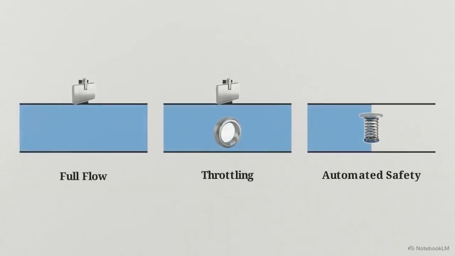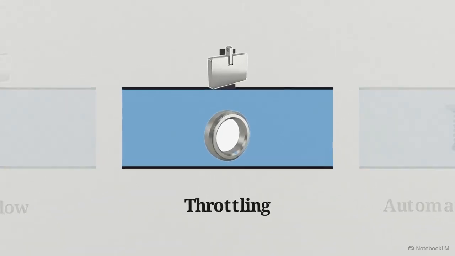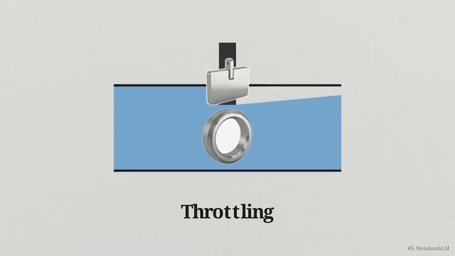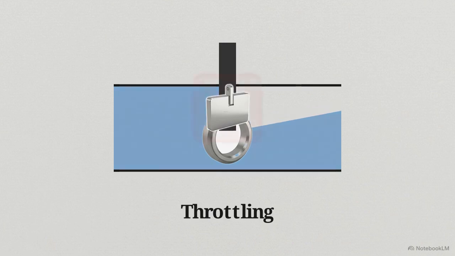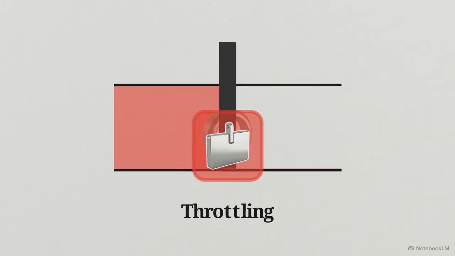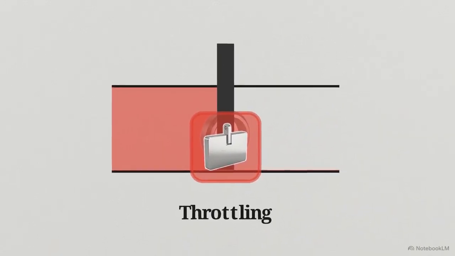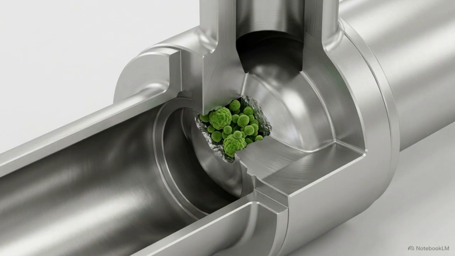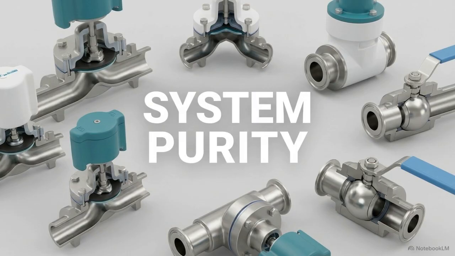A valve's unique internal geometry dictates its specific function, determining whether it provides full flow, fine throttling, or automated safety. Selecting an incompatible geometry for a specific fluid dynamic causes immediate issues, such as turbulent pressure buildup or structural fatigue. Because a single crevice or stagnant zone within a valve can harbor microbial growth, flow control must be subordinate to the requirements of hygienic design.